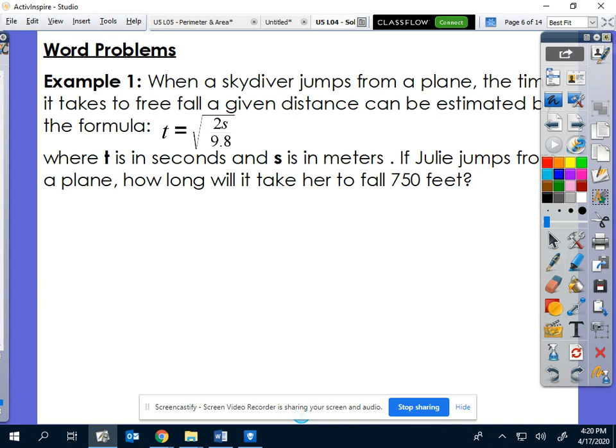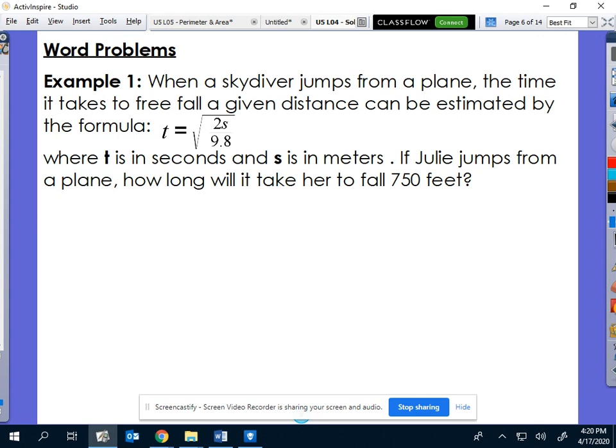So here we have a problem about a skydiver jumping. I always like this one because I want to go skydiving at some point. And we have two variables. We have t and s. And it says that the time it takes, that's t, to free fall is given by the distance estimated by this formula, where t is our time and s is our height in meters, right? So if Julie jumps from a plane, how long will it take for her to fall 750 feet?